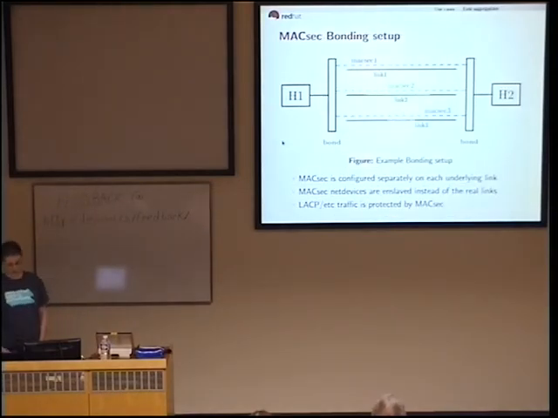You can also use MACsec with bonding devices, so link aggregation. So suppose you have your two hosts, host one and host two, each with a bonding device, and you have three physical links between the two. MACsec would not be configured over the entire bond, but over each individual link, and then you put each individual MACsec device in your bond. So you enslave the MACsec devices, not the real links, which means that your LACP control traffic is going to be protected by MACsec.